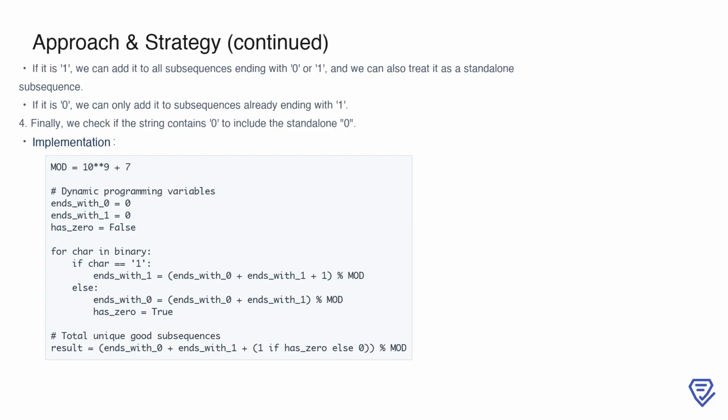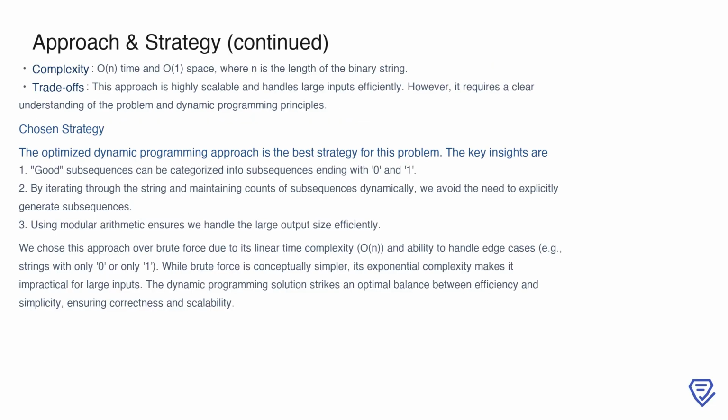Additionally, we track whether the string contains at least one 0, as that allows us to include the standalone 0 in our final count. Using modular arithmetic ensures that our counts do not exceed the problem's constraints. The implementation captures this logic in a highly efficient way, iterating through the string and updating the counts dynamically. This avoids the need to explicitly generate subsequences, making the solution scalable. The dynamic programming approach has a time complexity of O(n) and a space complexity of O(1), where n is the length of the binary string. This makes it highly efficient, even for large input sizes.